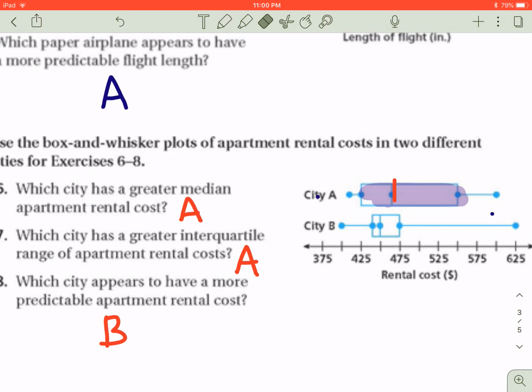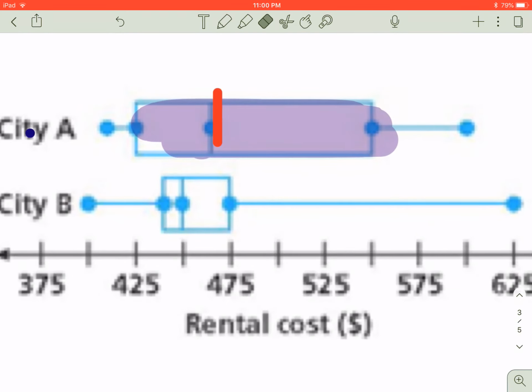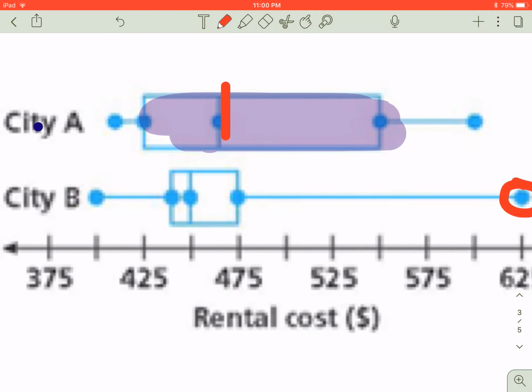Why is that more predictable? Why does that whisker not matter? Well, that whisker could simply be one number that's an outlier. That outlier could stretch that one all the way to the end. If you think about maybe the data for city B's apartments could be like 425, 450, 475, 480, 475, 380, 390, 400, 475, 480, 475, and then 625. And because of just that one number, it caused that whisker to go all the way out there. That outlier would cause that to go all the way out there.